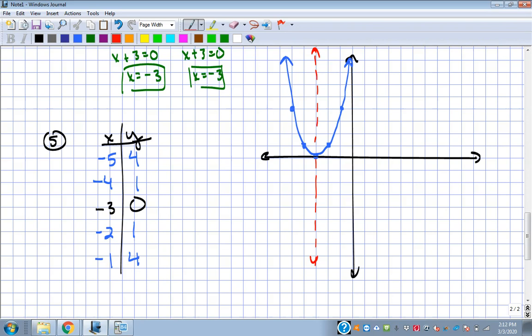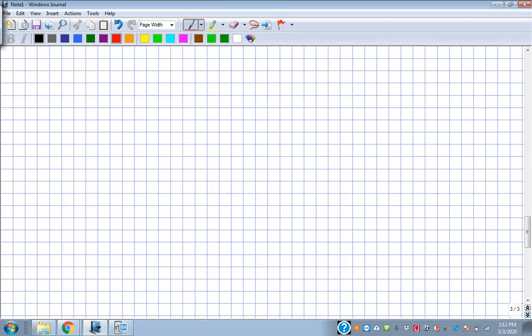Now, standard form, ax squared plus bx plus c, probably has the most work of all of the forms. One of the other forms that we're going to talk about is one that's called intercept form.